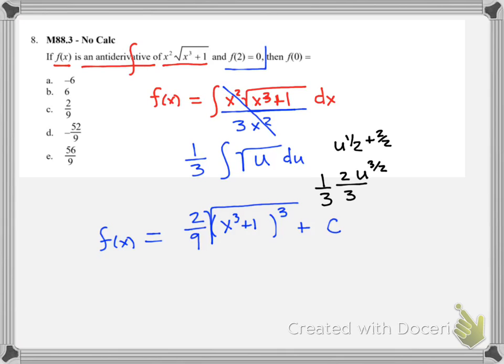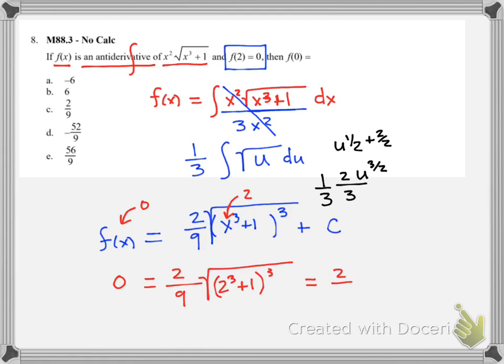And they give us this initial condition, no, excuse me. They give us this initial condition of 2x gives y of 0. So we have 0 equals 2 over 9 square root of 2 cubed. Well, that's going to be 8 plus 1 is 9. So they really have square root of 9 cubed times 2/9. Well, that's also 2 over 9.